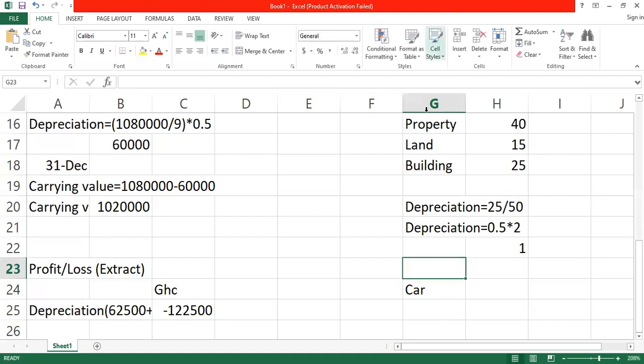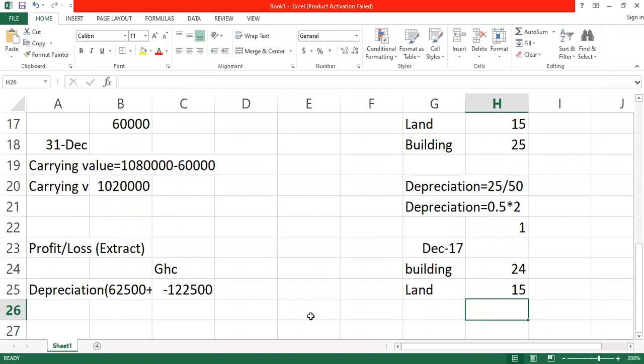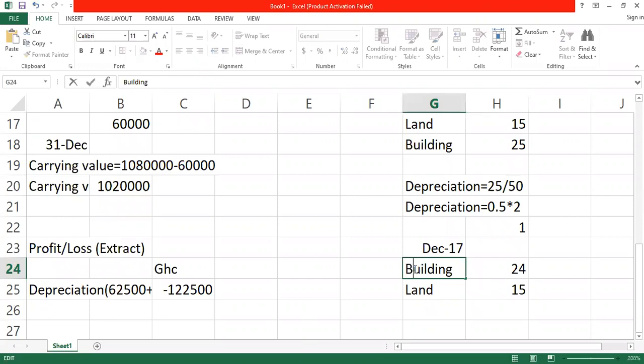Let's look at December 2017. What will be the carrying value of the building? 24, that is 25 minus 1. What of the land? 15. Land, we are not depreciating the land, so the value at the beginning will be the same as the value at that particular year. These are carrying amounts. Let's come to the revalued amounts.